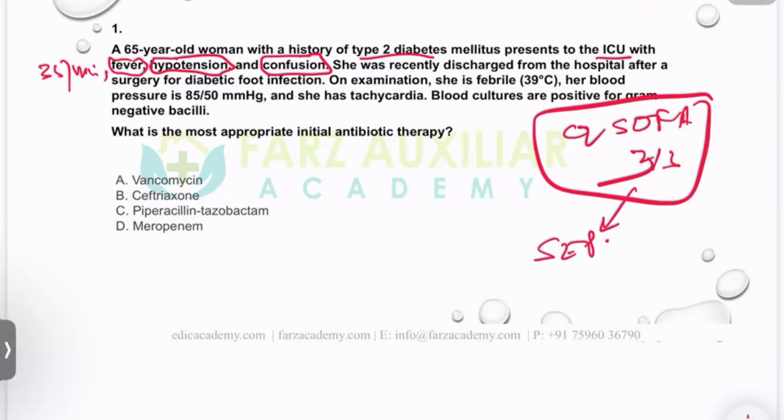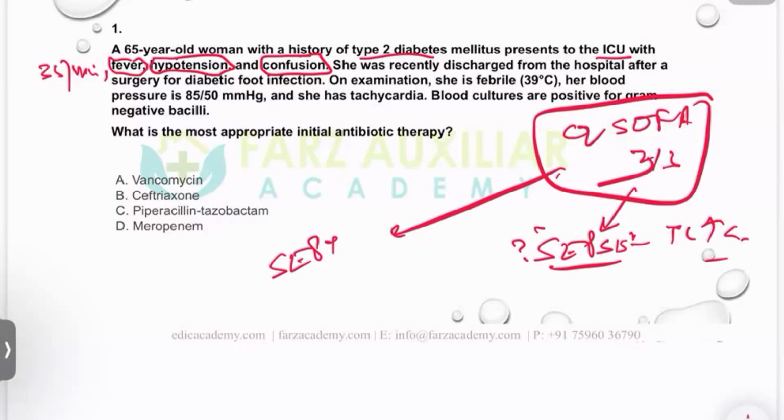Sepsis. What kind of sepsis? Sepsis is TLC either increased or decreased. What is sepsis? What does this patient have? Diabetic septic foot. Fever. This patient has septic shock. The management of sepsis and septic shock are different. She was recently discharged from the hospital after a surgery for diabetic foot infection.